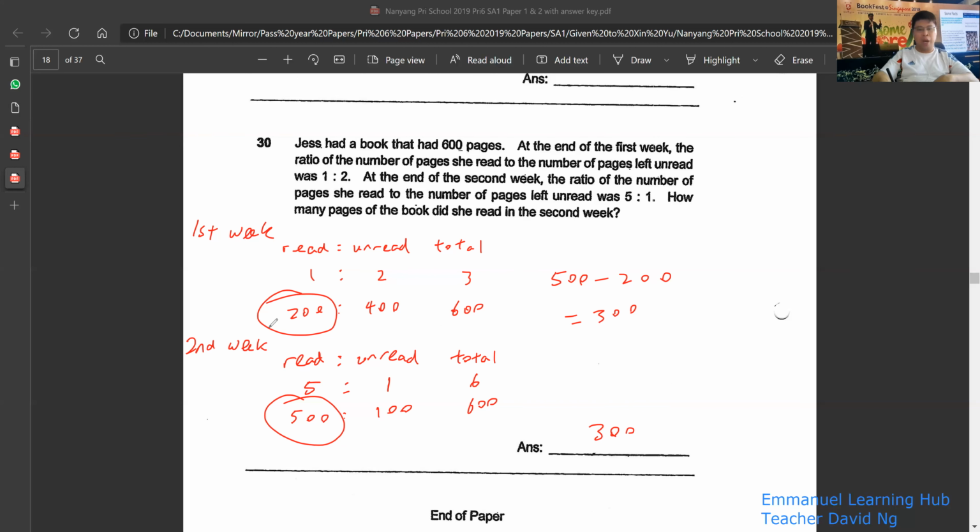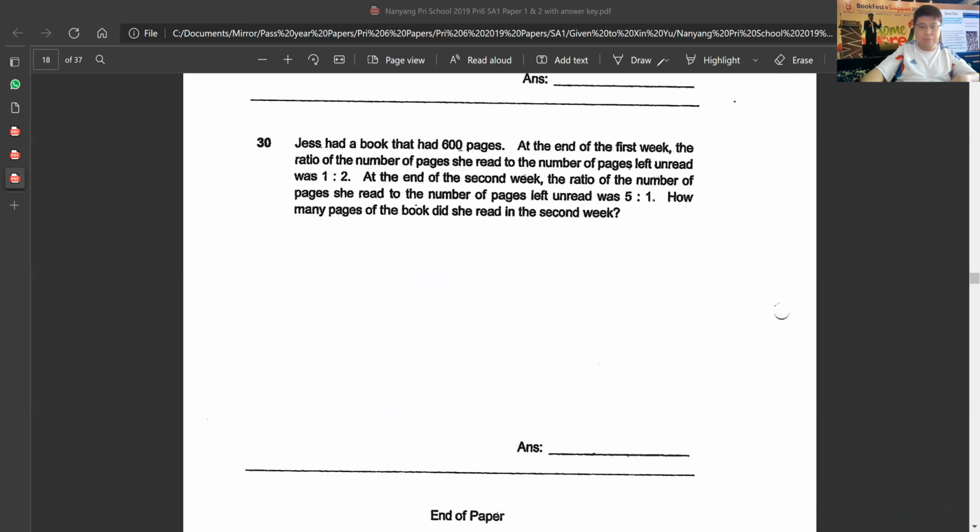Because for the ratio way, you have to change this to 6 units. This is 4 units. And this is 2 units. Then 5 units, 2 units, 3 units. 1 unit is 100, 3 units is 300. That's the ratio way. Okay?